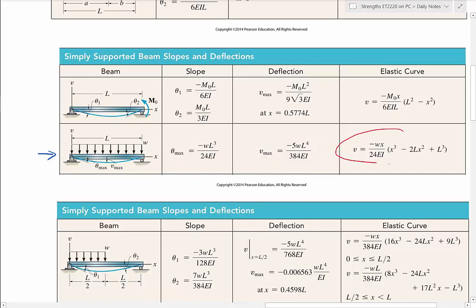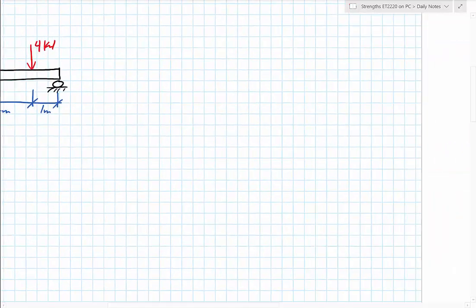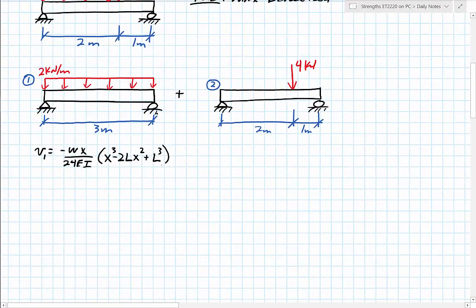Instead, I'm going to use my elastic curve equation. Since I don't know where this is occurring, I'm going to have to find out where it's occurring later. But let's start by using this elastic curve equation and plugging in everything that we know for that side. So there's the equation, just copied straight over from the table. I have a load of 2. I'm just going to leave all my units the way they are, with kilonewtons and meters for right now. And then this x remains a variable, divided by 24 EI.